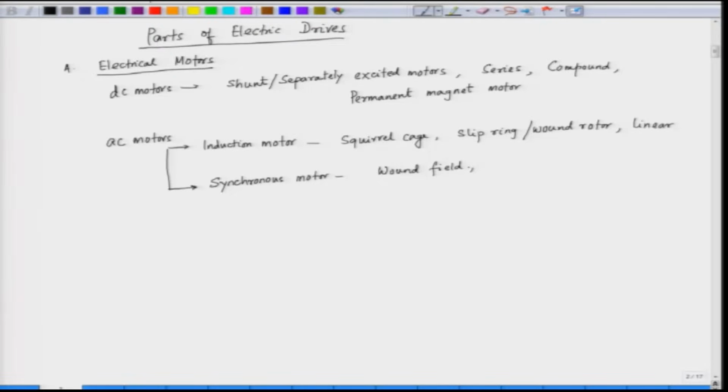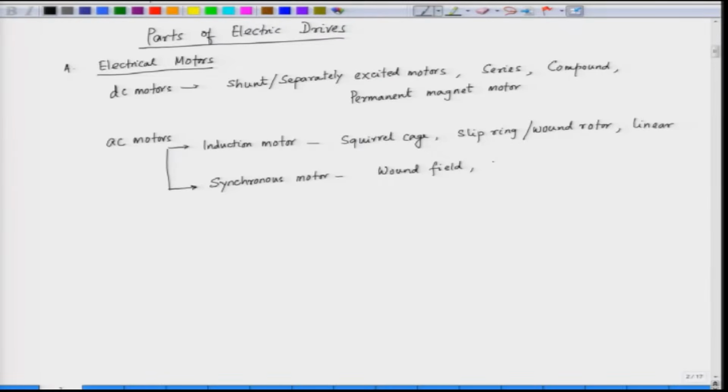Now, in some electric vehicle applications, we also use permanent magnet synchronous motors. In that case, the wound field is not present, but instead of a wound field, we have set permanent magnets in the rotor, which give the excitation for the motor. So, these are called permanent magnet motors, permanent magnet synchronous motors.